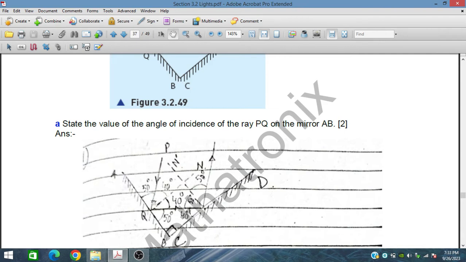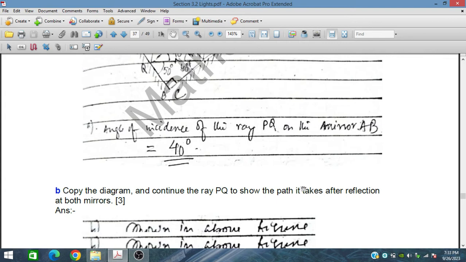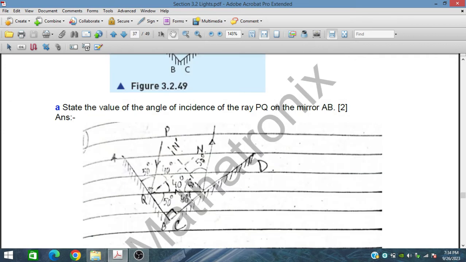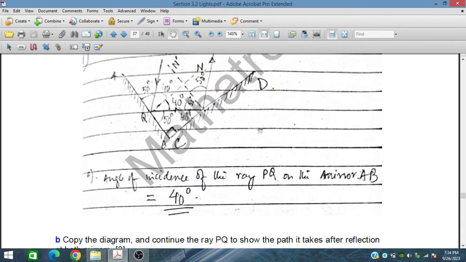So the incident ray will appear here and it will reflect to the other side of the mirror, and from this it reflects back in this direction. So this is the whole path, or the way that the incident ray is reflected from both mirrors, and it will go in this direction. This is very important from the examination point of view.